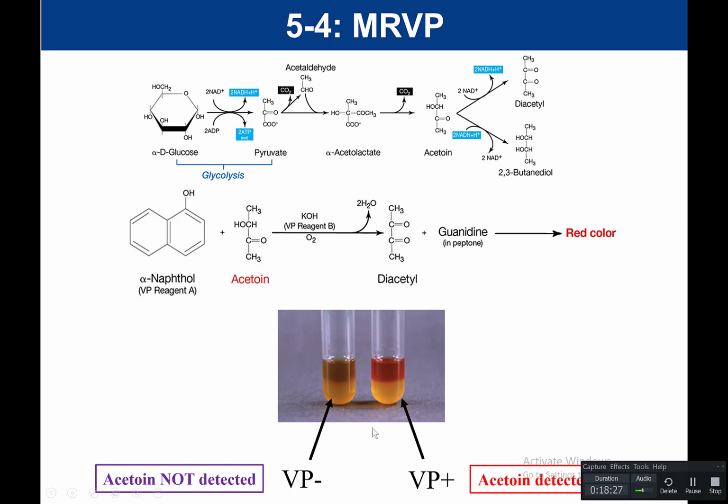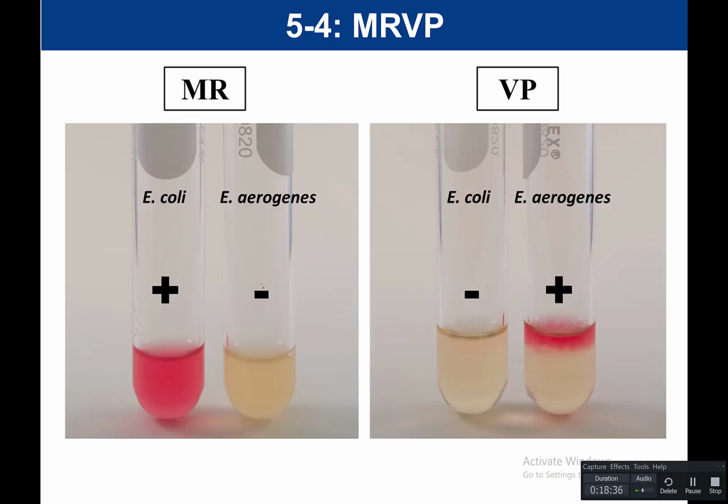So you want to know, what does a VP positive look like? What does a VP negative look like, and why? So again, you don't need to memorize which organism does which. However, if I told you these tubes were MR, methyl red tubes, and this was just labeled A and this was labeled B, you should know that A is MR positive and B is MR negative. For VP, again, you're looking for that pink red.